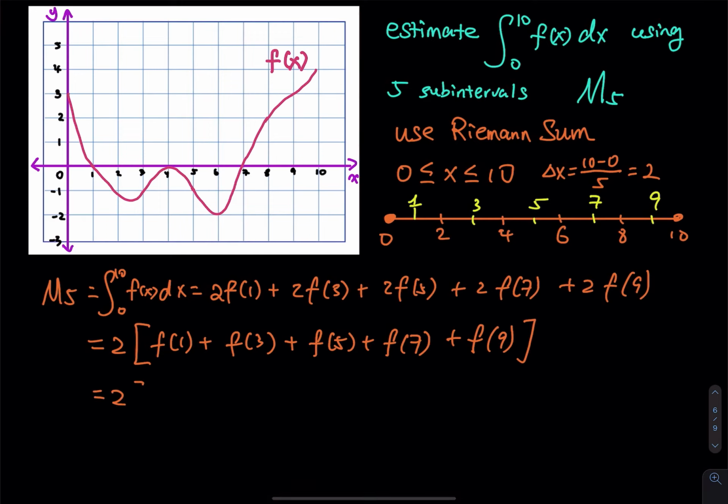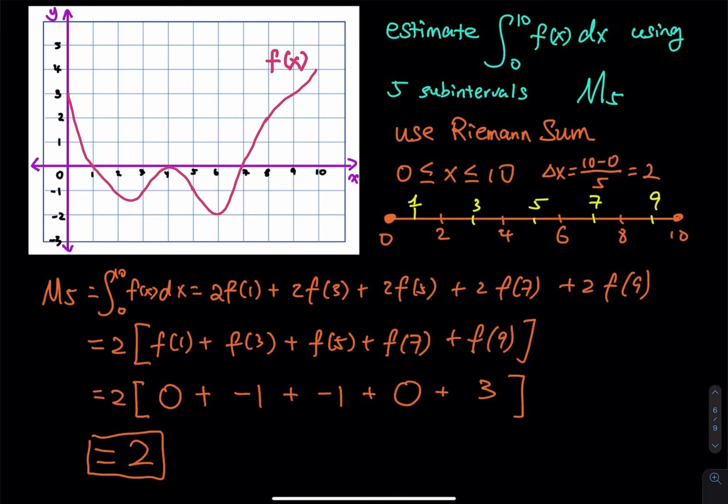So when x is equal to 1, y is equal to 0. When x is equal to 3, y is equal to -1. X is equal to 5, y is equal to -1. X equals 7, y is equal to 0. X equals 9, y equals 3. So this will be 3 minus 1 minus 1. So that is equal to 1. 2 times 1 is equal to 2. So that's how you do it without drawing any rectangles.